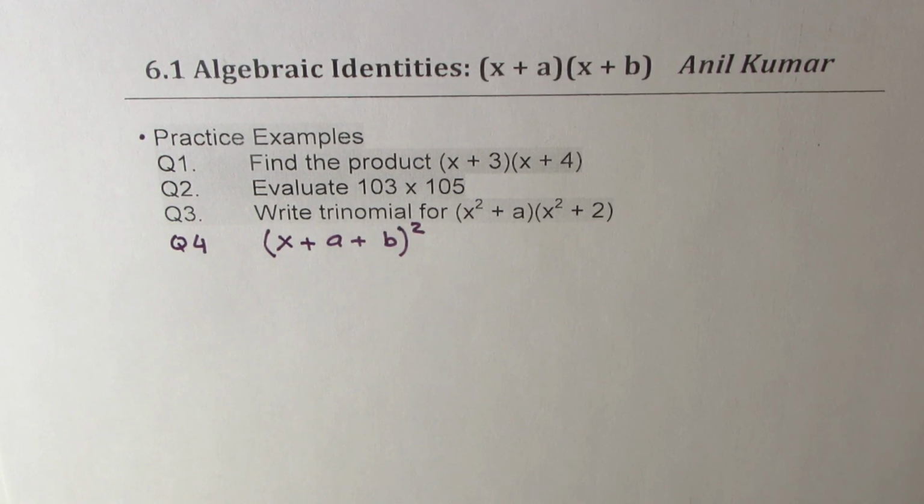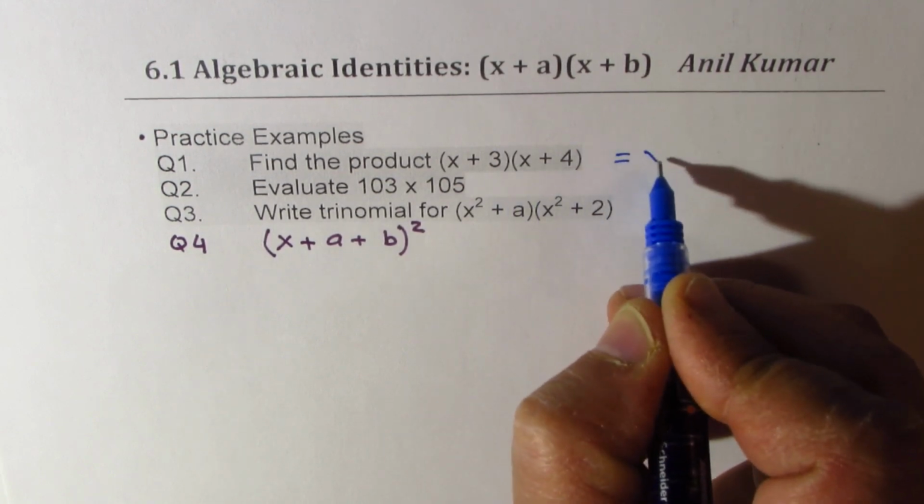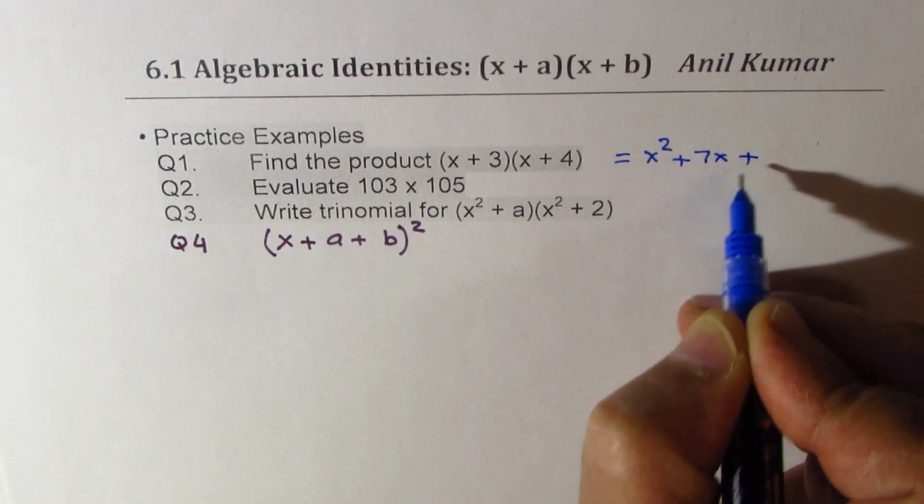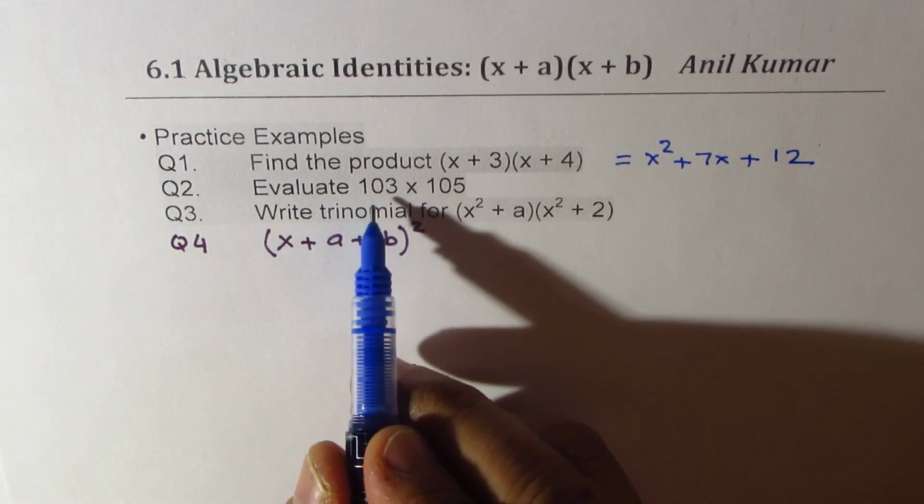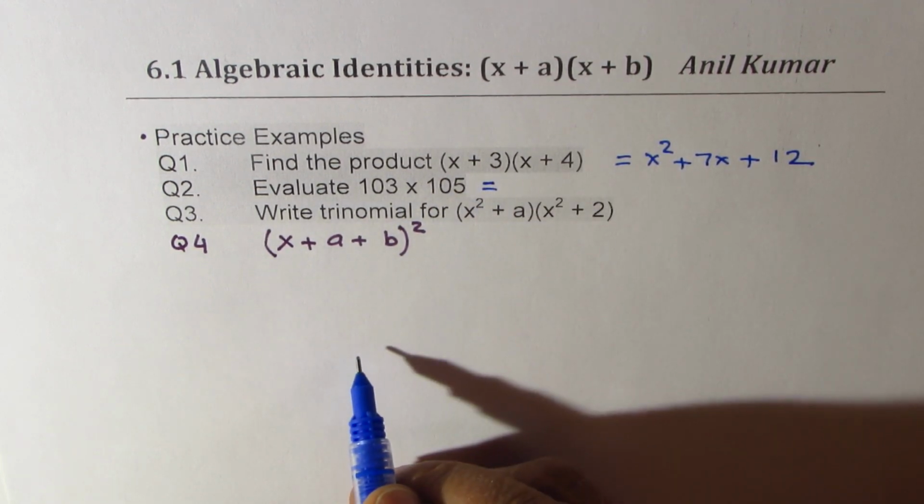Okay. Now the first few are very easy. Find product. You can write this as x square plus sum, 4 plus 3 is 7, x plus product, 4 times 3 is 12. Perfect. How will you do 103 times 105?